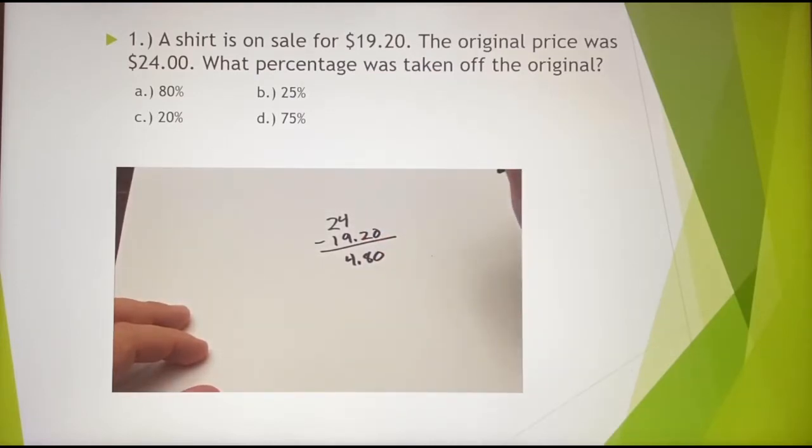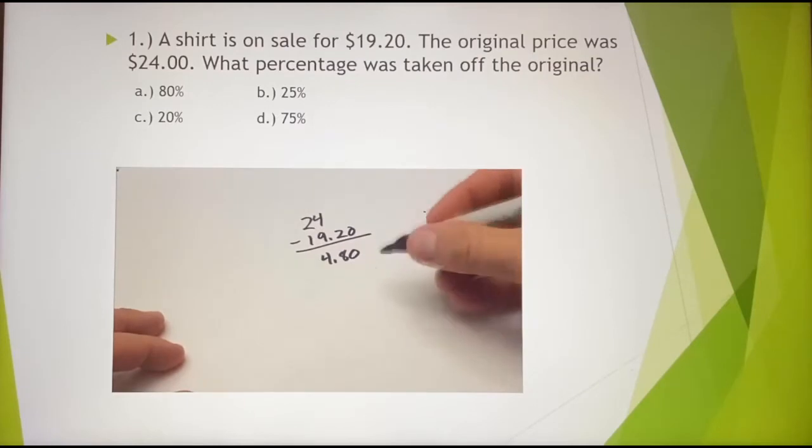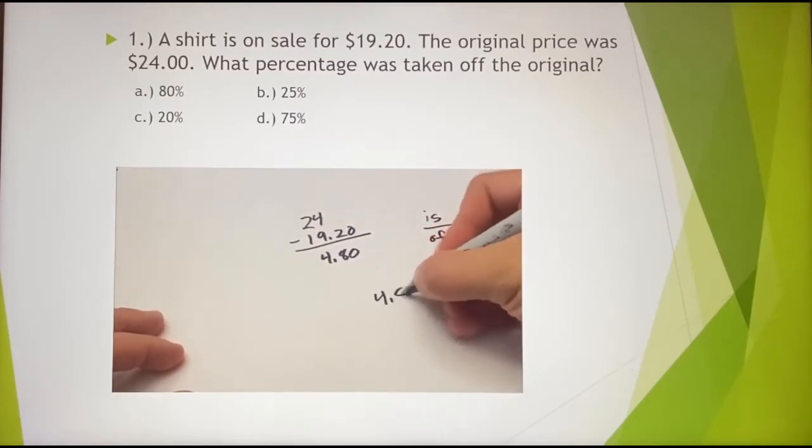$4.80. So anytime you need to find a percentage, think of it as a fraction with the numerator being the "is" and the denominator being the "of." So it's going to be is over of. And so our discount was $4.80.